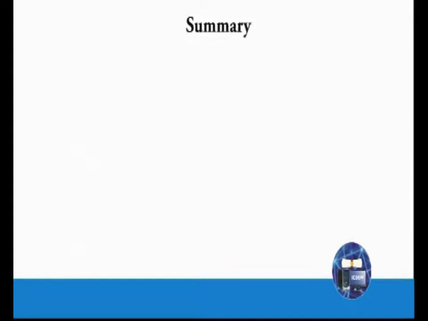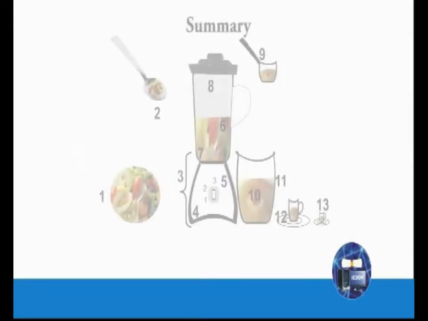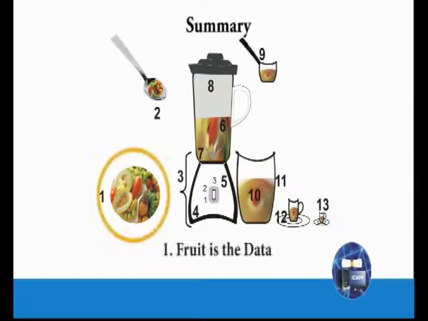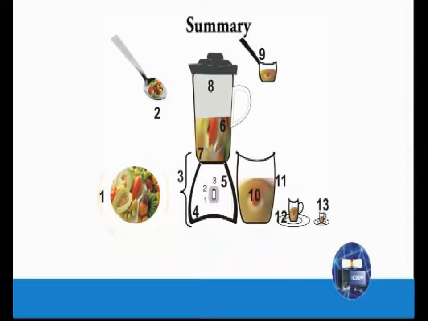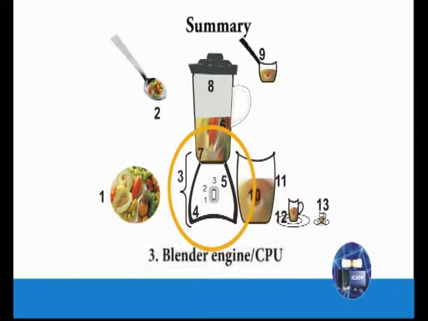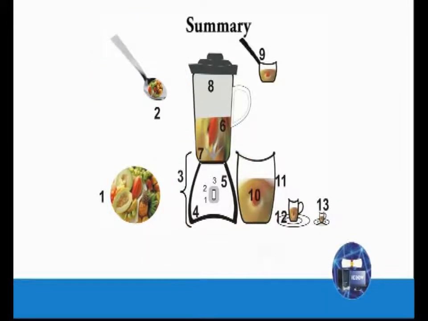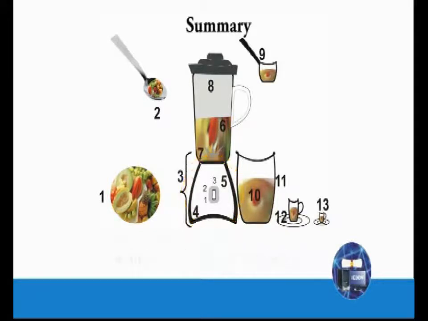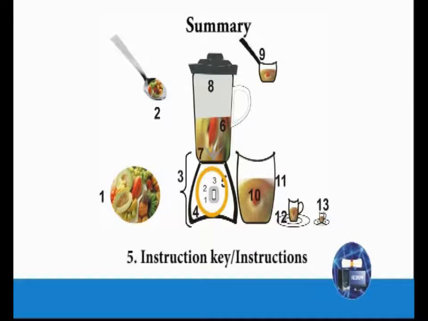In summary, let's use blender and its process of blending fruits to juice as a real example to understand computer and its term clearly. Take the raw fruit as data. The spoon to take the fruit into the blender as input device. The blender engine as CPU. The blender control board as keyboard. The blending speed control as instruction.